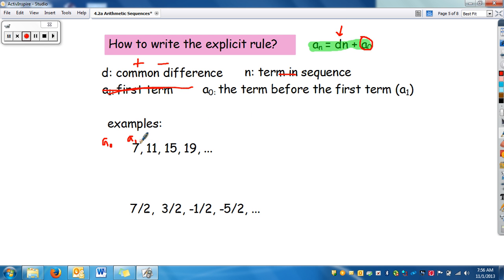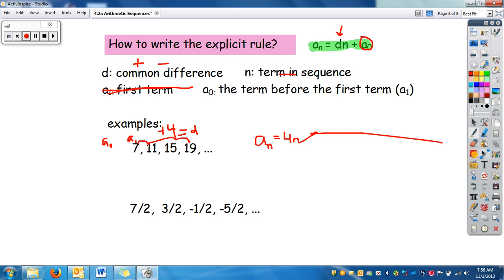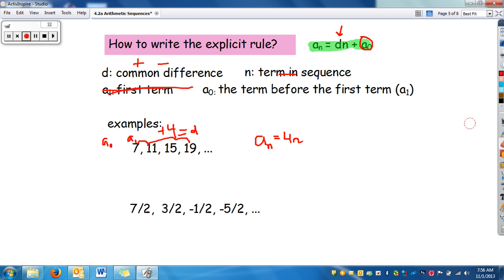So let's look at the examples. Right here, first I need to find my d. What does each one go up by? We can see that you're adding 4 each time. So 4 is my d. So this equals a sub n. My d is 4. N stays, that's your variable. Erase that. So now we need to find a sub 0.